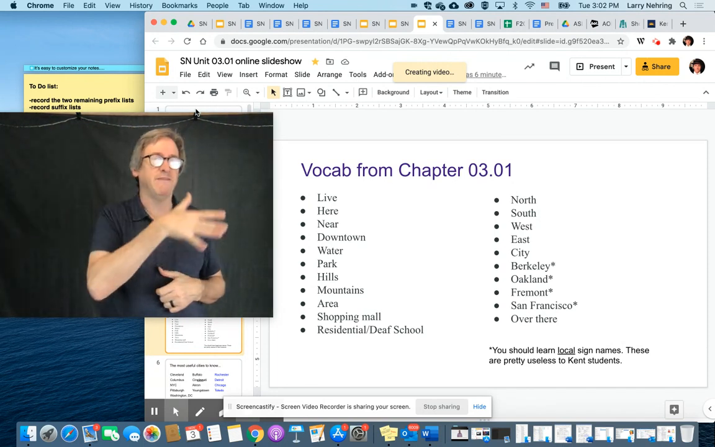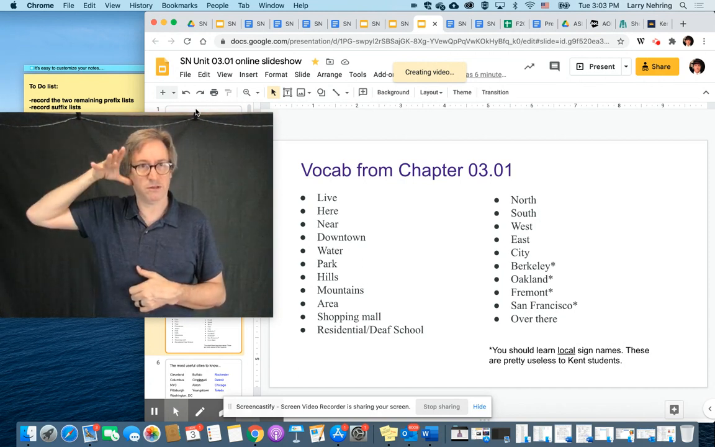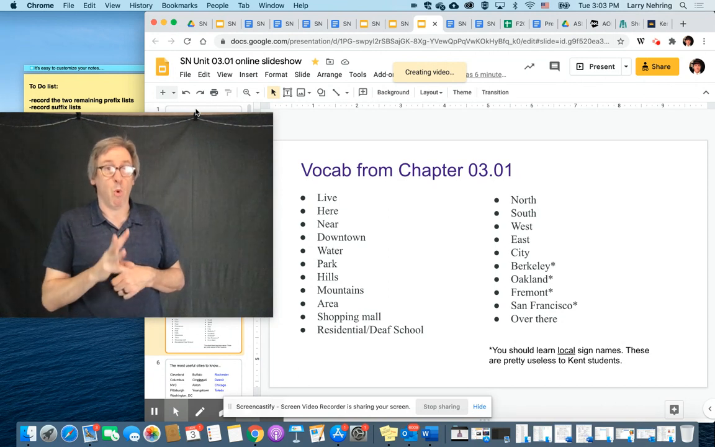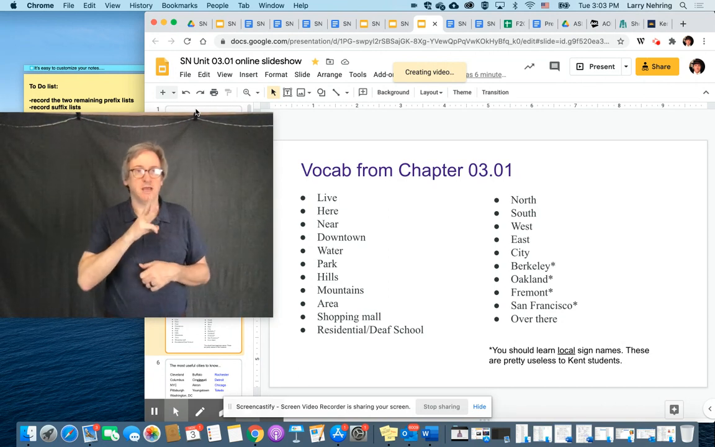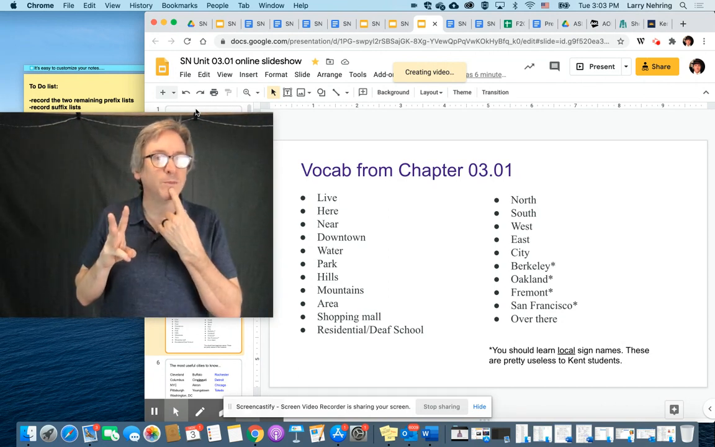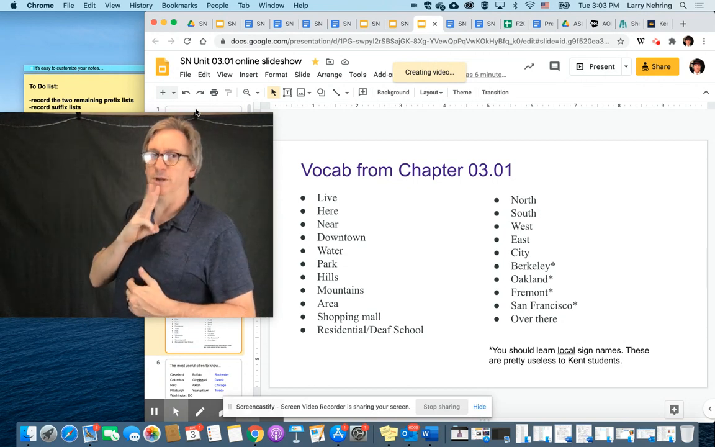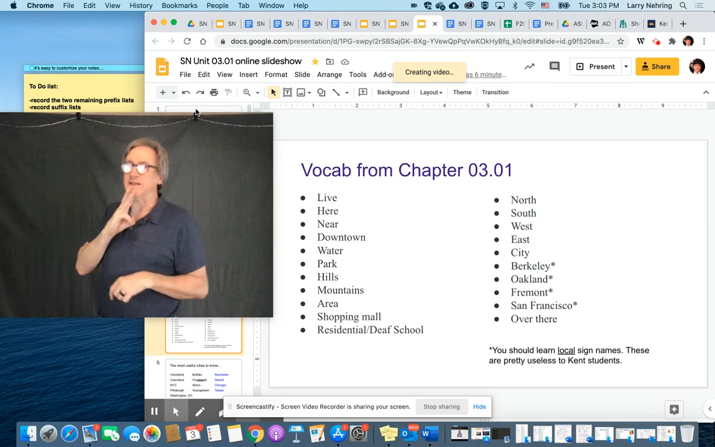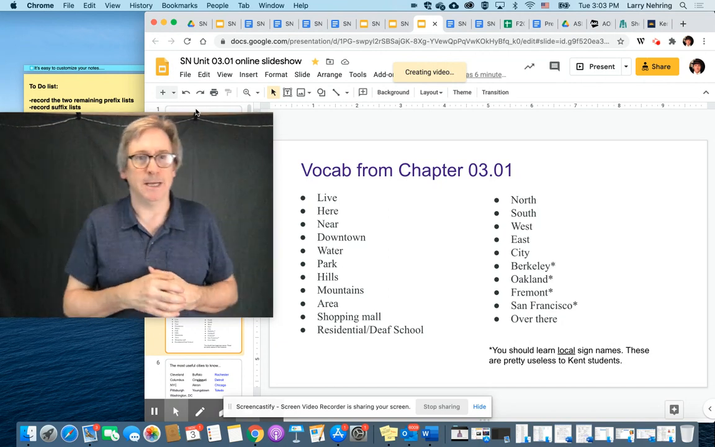Farm is you take the 5 hand and you draw the thumb underneath your jawline. Water, take the W and just tap it on your chin. Okay, that's water. Yeah, I know it's got a W, but that's one of the sort of legacy signs.